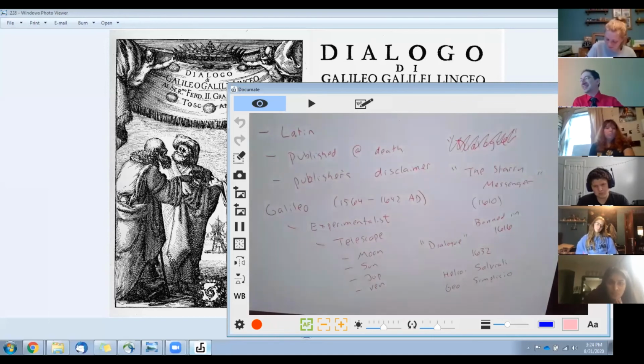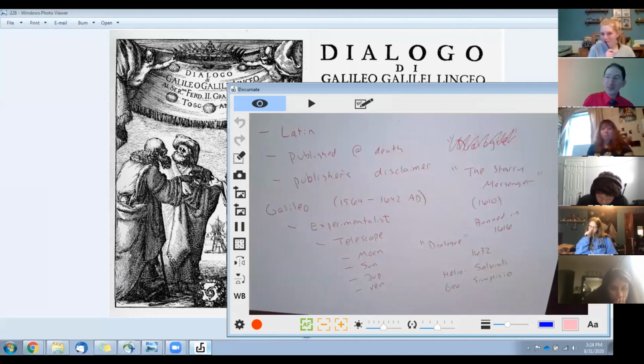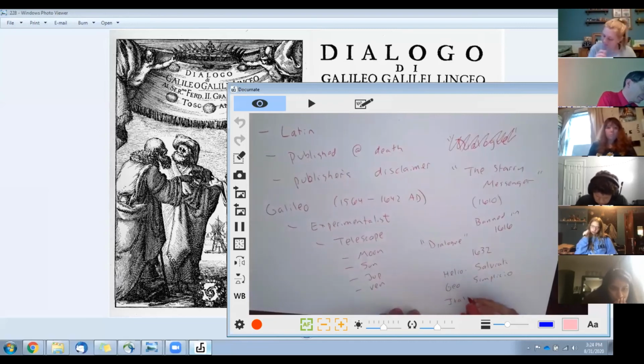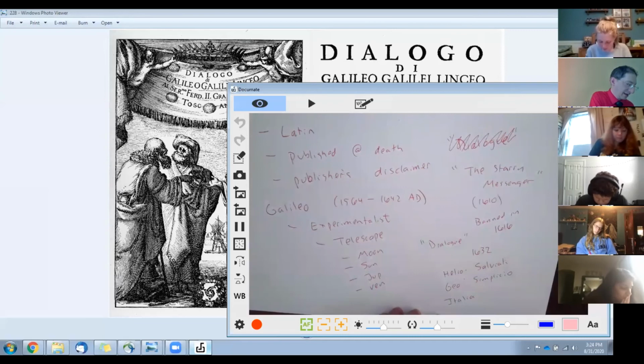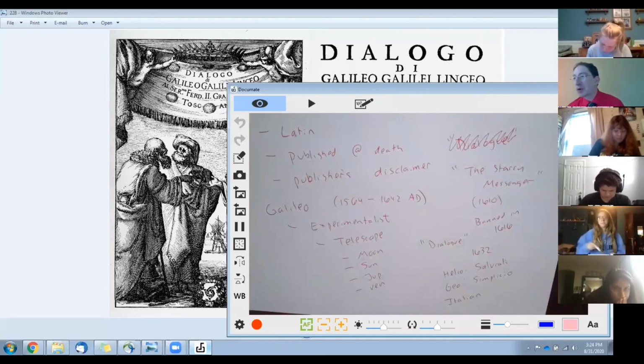So what he did is he took the words of Pope Urban VIII, put them in the mouth of a fictional character whose name was Simpleton, and published this book. Even worse, he published the book not in Latin, which very few people could read, but in Italian. There we go, Italian. And literacy back then isn't what it is nowadays, but a lot more people could read Italian than could read Latin.